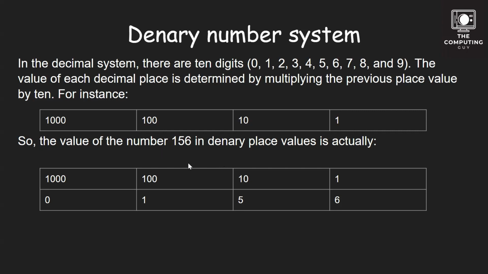So the value of the number 156 is placed in this table here. We've got 6 in the unit column, we've got 5 in the tens column, and we've got 1 in the hundreds column. So that is the makeup of the denary number system and how it works. Something that, like I said, you're probably quite familiar with. You just might have forgotten about it over the years as you've progressed through your education.